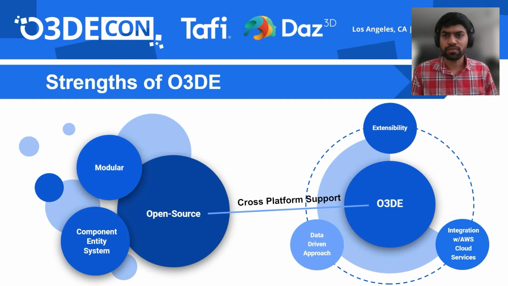O3DE is an open source, completely modular graphics engine that uses Entity Component System. It has great cross-platform support. The conceptual design of O3DE that we love the most so far is the data-driven approach. Most of the features are controlled and driven by human-readable JSON files.